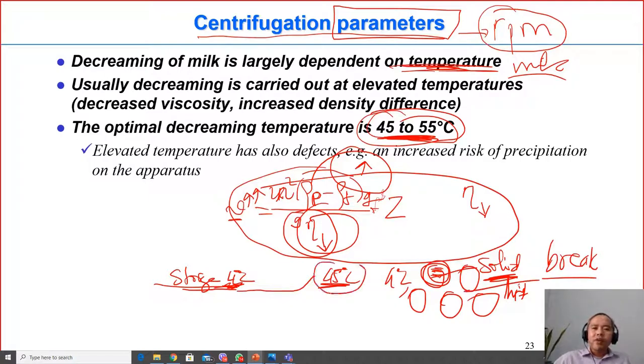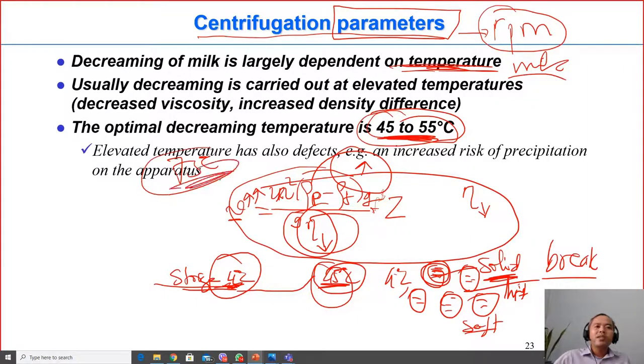When they increase to 45, the fat inside will be liquid, and the fat globules are kind of soft. When they are soft and hit each other, they will not break easily. Okay, this is another reason why they work at 45 instead of 4. Then why not 75 degrees C? Why not increase up to 75? It's not necessary, and it's also not good, because if you increase the temperature a lot, you lose energy. You also may have precipitation.